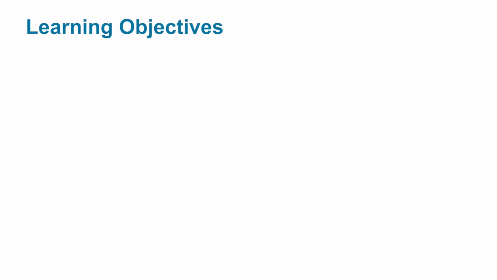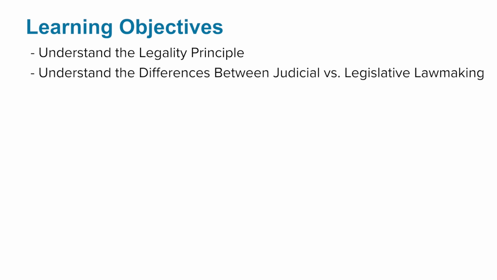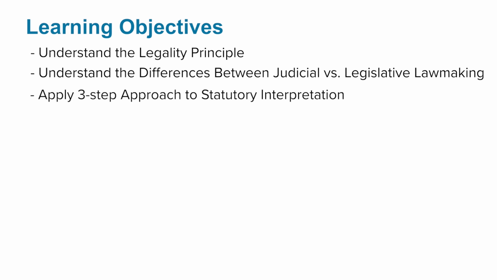In covering this material together, I hope that we'll be able to accomplish 4 key learning objectives. The first is to understand the legality principle, both what it is and what it has to say about the creation and interpretation of criminal statutes. Second, I want you to be able to appreciate the differences between criminal law made by legislatures and courts, as well as the big impact that the Model Penal Code has had on U.S. criminal legislation.